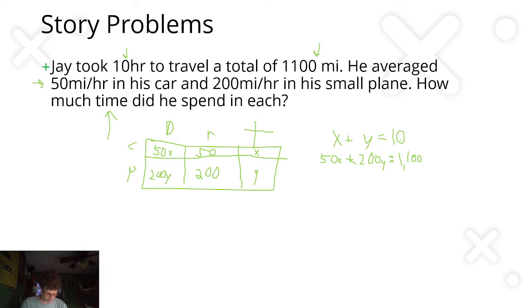All right? So, once you get to solving that, you will determine that the car time, the time he was in the car, was 6 hours. And the time he was in the plane was 4 hours. This is how you set it up. Okay? Make your corrections from there, and your answer will be 6 hours and 4 hours.